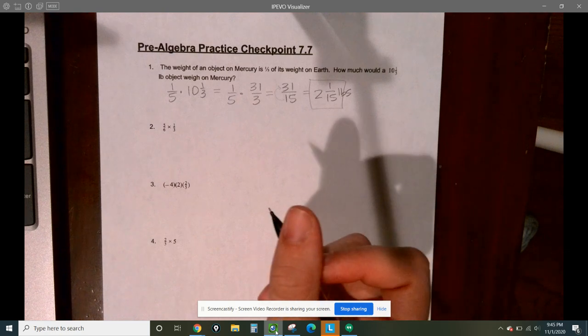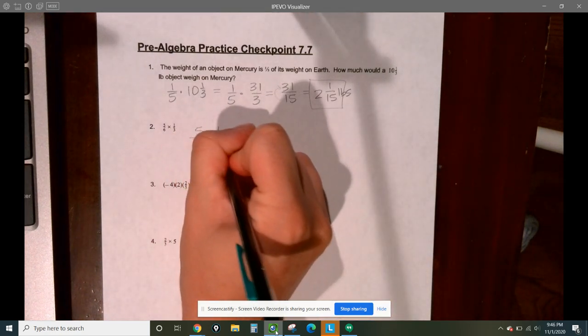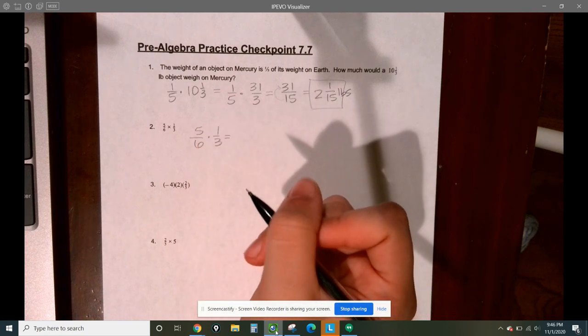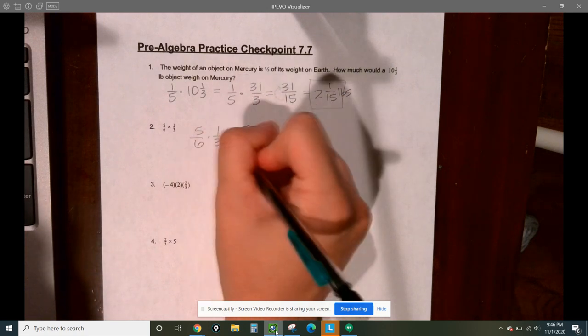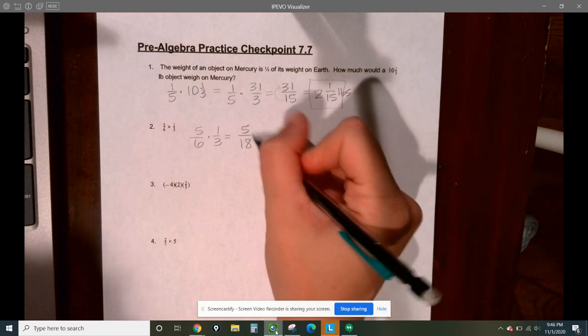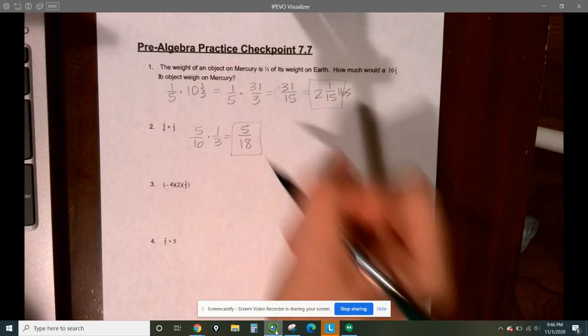Number 2, 5/6 times 1/3. So I'm just going to write this a little bit bigger because that's kind of small. So like I said, multiplying fractions is so much easier. You don't need to worry about common denominators. You just multiply the tops. 5 times 1 is 5. Multiply the bottom, 6 times 3 is 18, and reduce if you can, but nothing goes into 5 and 18, so that's just my final answer.